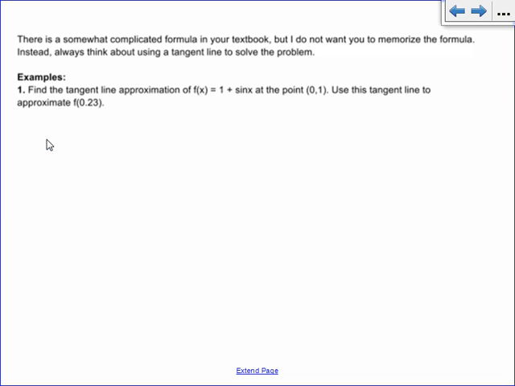It says there is a somewhat complicated formula in your textbook, but I always just want you to remember how to find the tangent line of an equation. We've done that many, many times before. You might hear different words. You might see linear approximation. You might see something where it says find the linearization, and things like that. Does that make sense? You might see it phrased in a certain way, but every time you see linear approximation, linearization, or whatever, what it means is use the equation of a tangent line. Okay, so let's try this one.